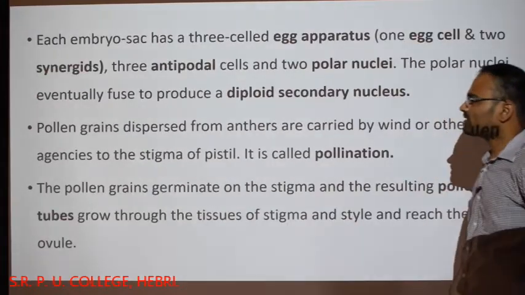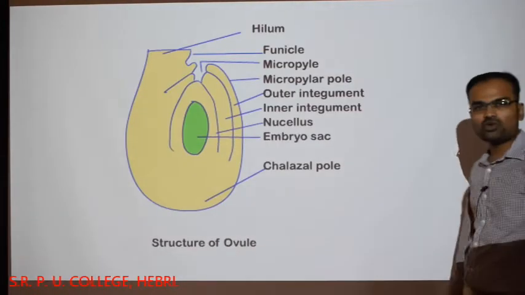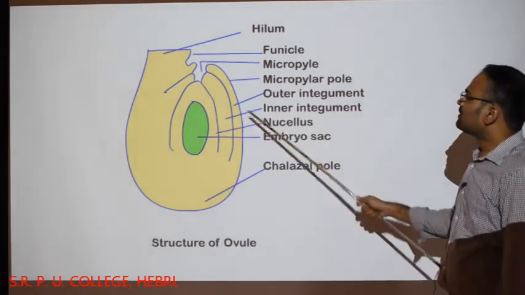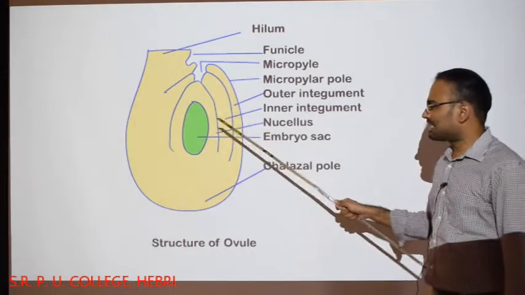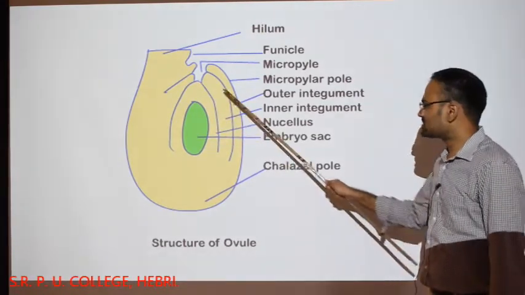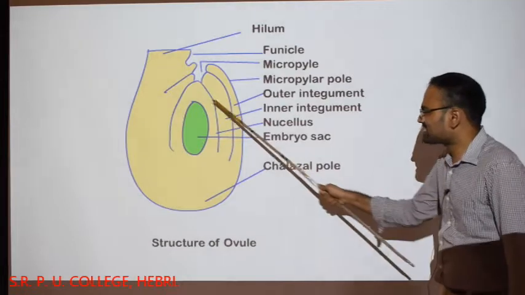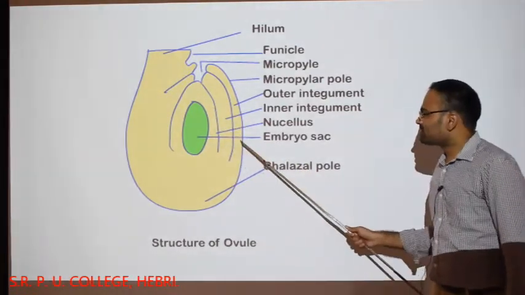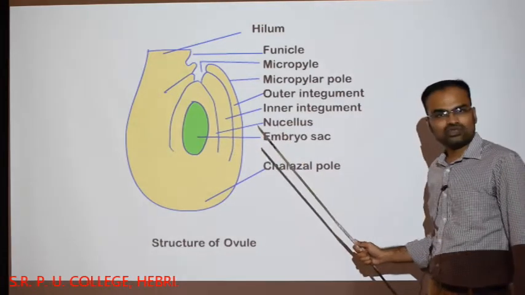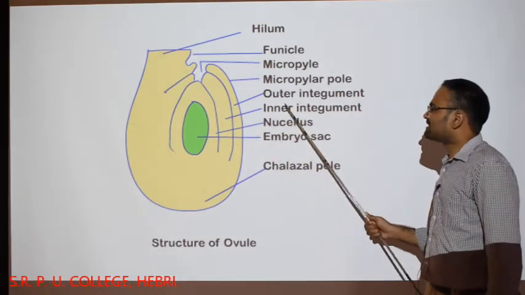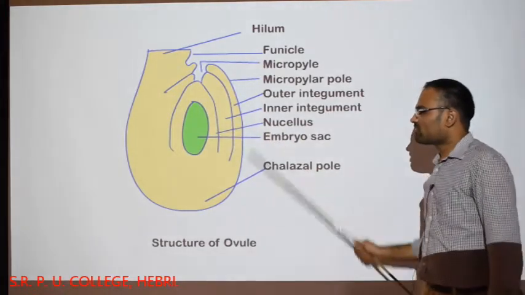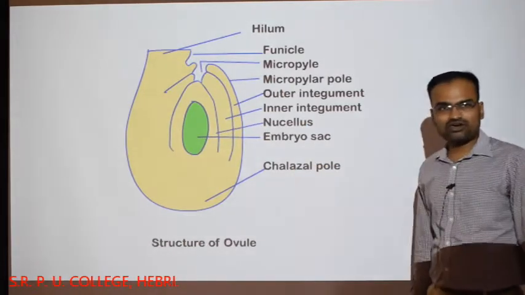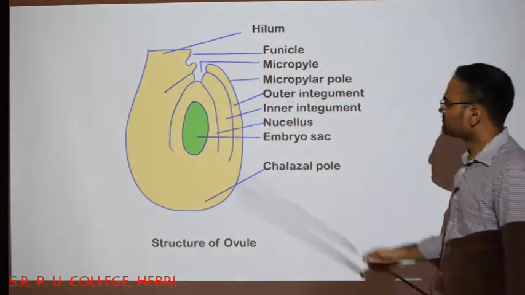Understood? And we are observing the structure of the ovule. This is the structure of the ovule, how it actually looks. And we are mainly concentrating on the inner structure of that, which is called the embryo sac. So this is the embryo sac, which has the egg cell in it. The embryo sac is surrounded by the nucellus, which is diploid, and the inner and outer integuments are the wall of the ovule. The funicle is the point of attachment of the ovule with the base of the ovary.